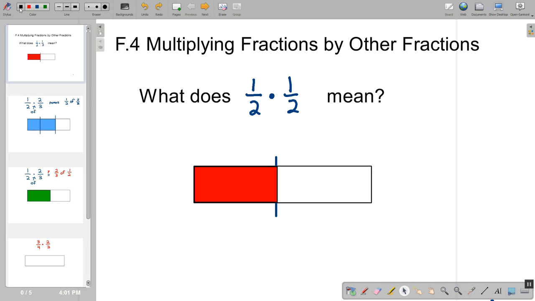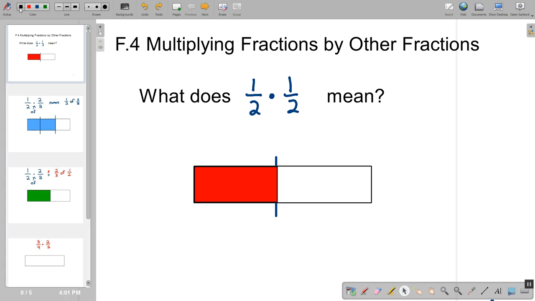Last section, you learned how to multiply and divide fractions by whole numbers. This section is going to teach us specifically how to multiply fractions by other fractions. Now, I want you to know that there is a very short algorithm that you will see at the end of this section. We're going to emphasize drawing the fractions correctly and understanding the process first.